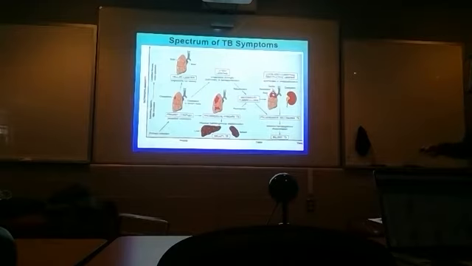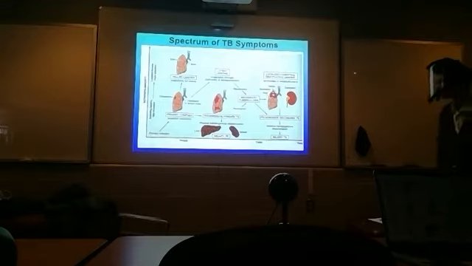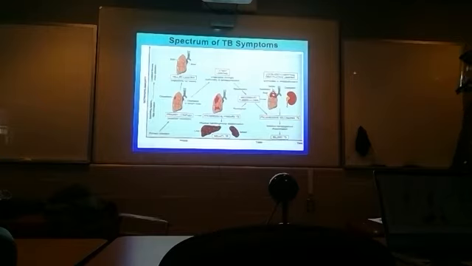From there, the organism can get into the bloodstream and disseminate hematogenously. We call that miliary TB. It can go to the liver, the spleen, the meninges, the adrenal gland. Those are some favorite sites of dissemination. That's primary TB.